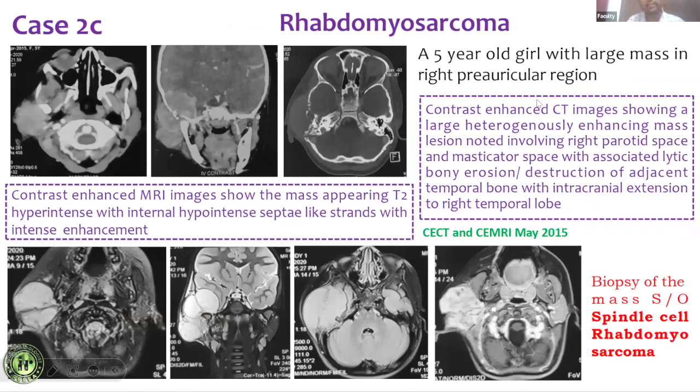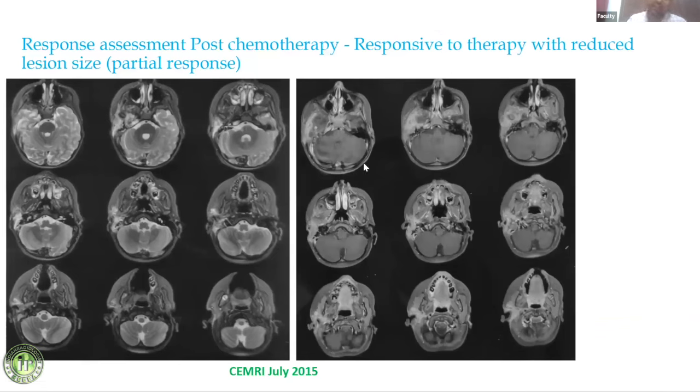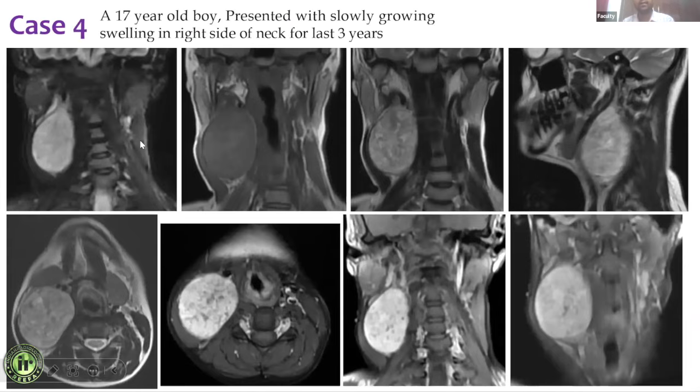This is another case. This is a 5-year-old child. Similar presentation. Rhabdomyosarcoma usually presents as a T2 hyperintense lesion. There are a few thin internal septae, hypointense septae, usually, and in this case there is also intracranial extension. So the important point is that the role of imaging is not only in the diagnosis, but also in response assessment. This case underwent chemotherapy, and you can see the lesion is quite reduced. There are some residual lesions in the right temporal region, in the masticator space and parotid region, but the majority of the lesion has been reduced. So there is partial response.